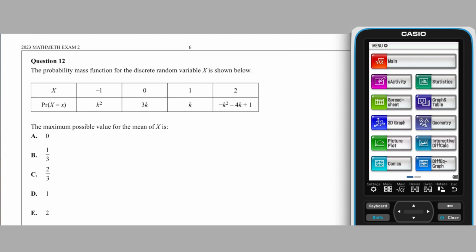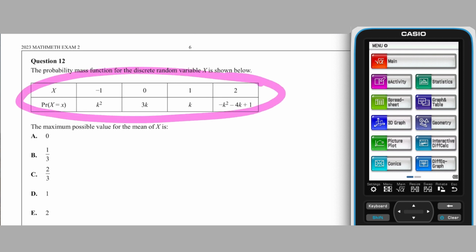Question 12 asks about the maximum possible value for the mean of the discrete random variable x with this probability information provided. Looking at this table, we can see that the mean of x, which will be found by summing each possible x value multiplied by its probability, will be a quadratic function in terms of k. There are many ways to find the maximum of a quadratic function. One efficient one is using ClassPad's fmax command, which will save us some simplification and allow us to consider only values of k greater than or equal to 0.